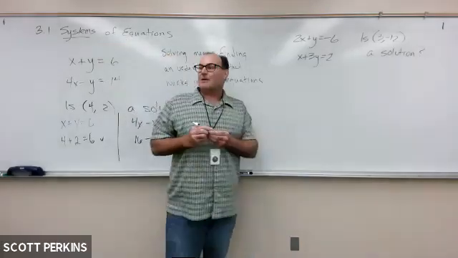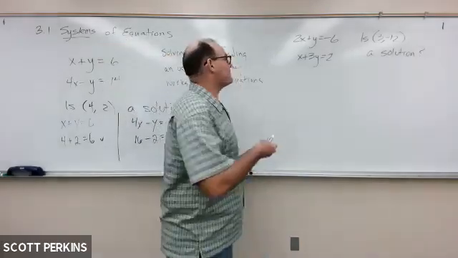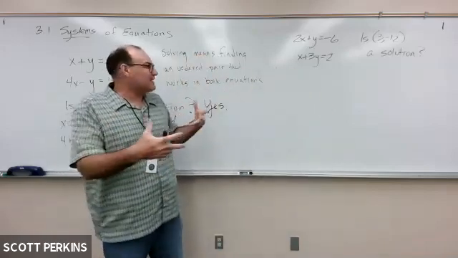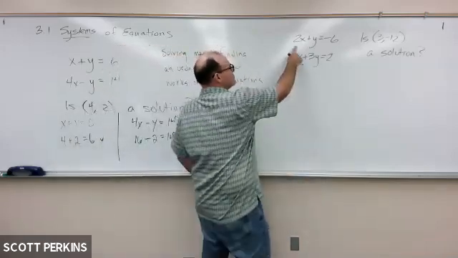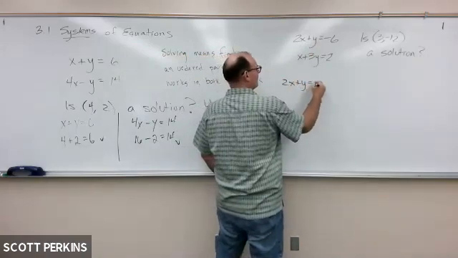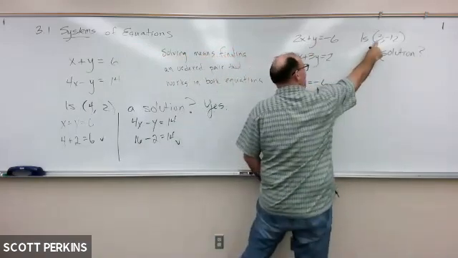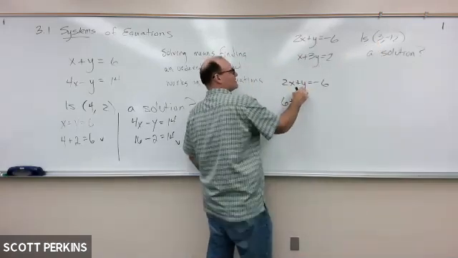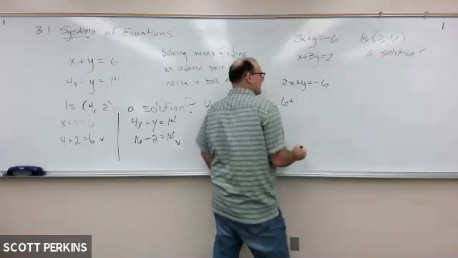I'm going to try this out. I'm going to have you do it for another ordered pair just so that we get a little practice before we move on from determining if something's a solution to actually solving it. So 2x plus y is -6. I'm going to start with that one. And so my x value is 3. So 2 times 3 is 6 plus the y value. The y value is -12.